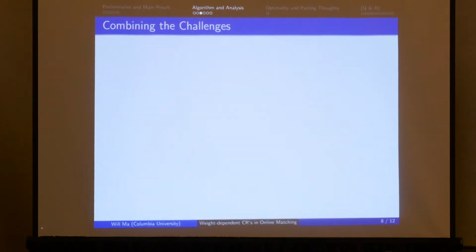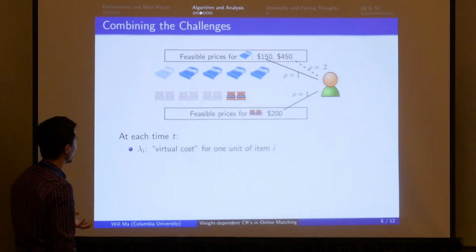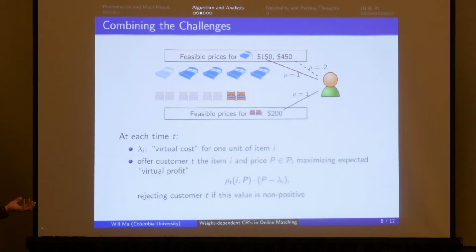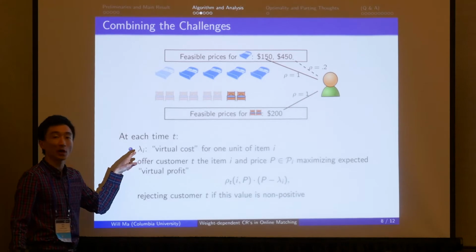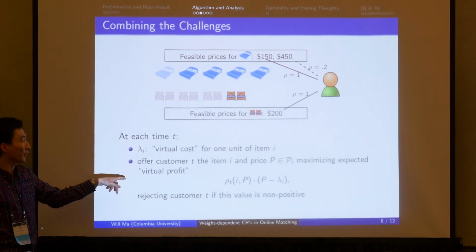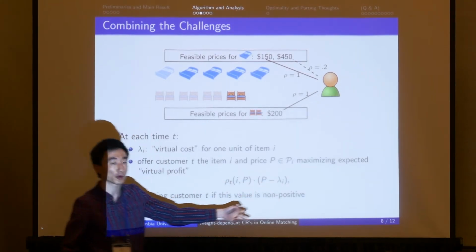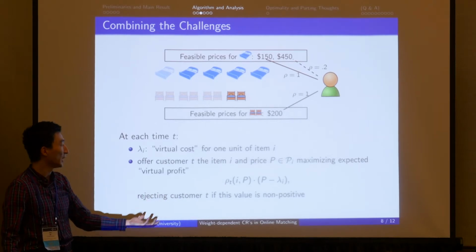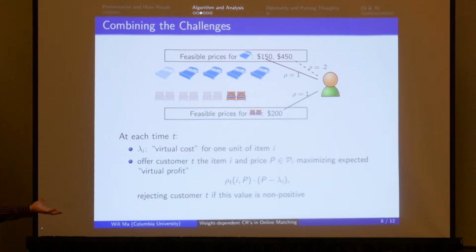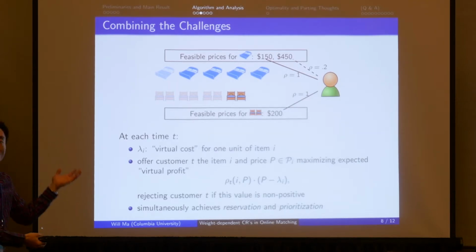Okay, so to combine these, what we're going to do is, instead of having a penalty multiplier, we have a virtual cost. At each point in time, we're going to have λ_i be the virtual cost, and we offer to each customer the item and price which maximizes price minus virtual cost times the purchase probability. This is like the virtual profit, and we can reject the customer if this value is non-positive. So note that having a policy of this form simultaneously achieves the idea of reserving hotel rooms for higher prices, but also figuring out how to prioritize between different types of hotel rooms.